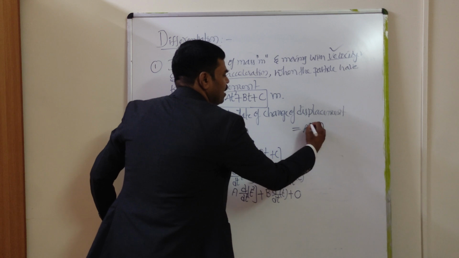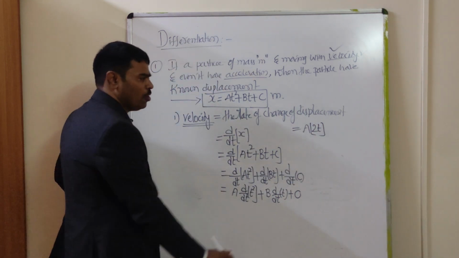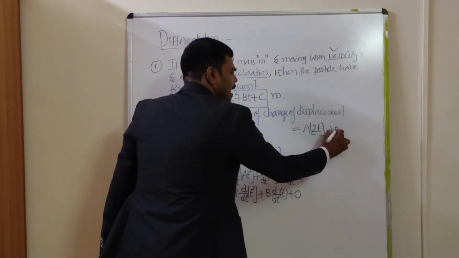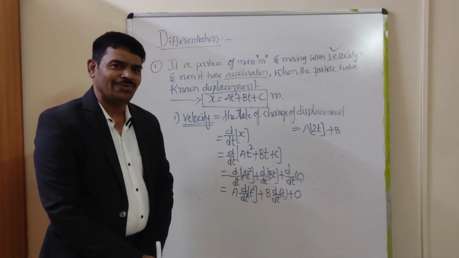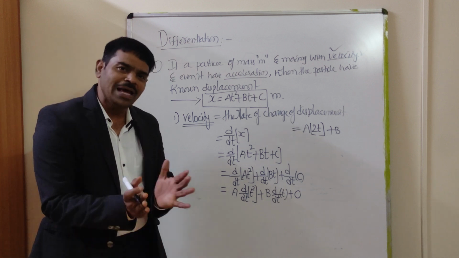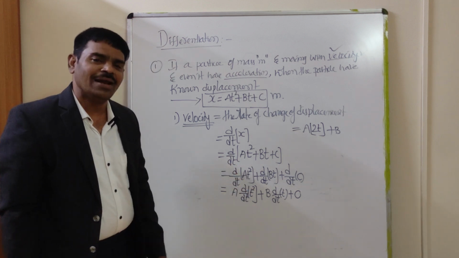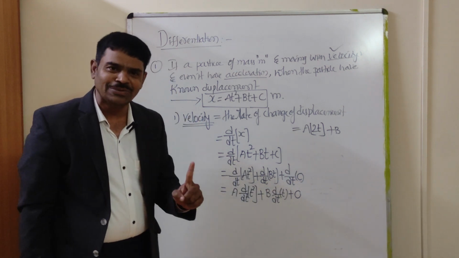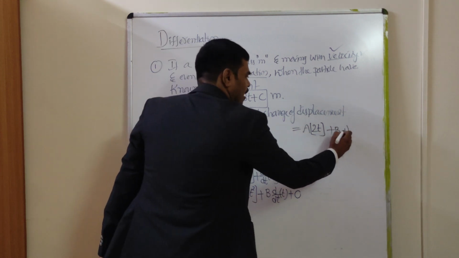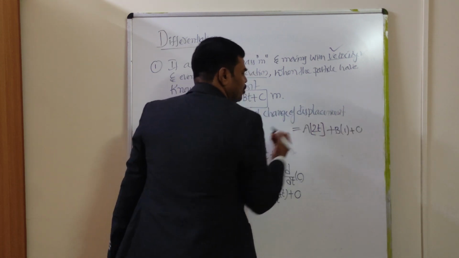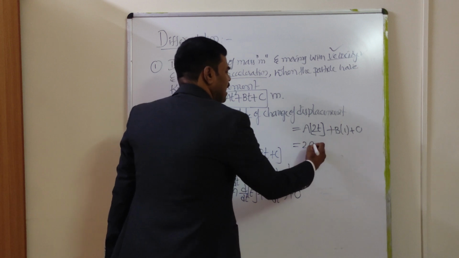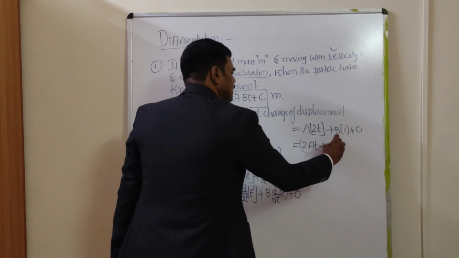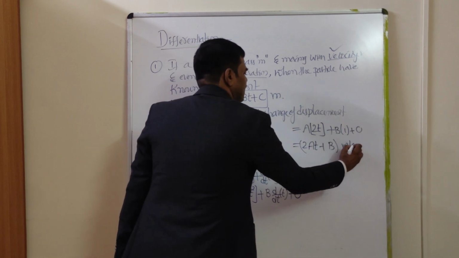That you already know from the basic explanation. Now, plus b into d by dt of t. If you apply very basic mathematics, like a ratio, dt by dt is nothing but 1. So you can write just 1. Already the derivative of the constant is 0. So this is 2at plus b. That is the velocity in terms of meters per second.